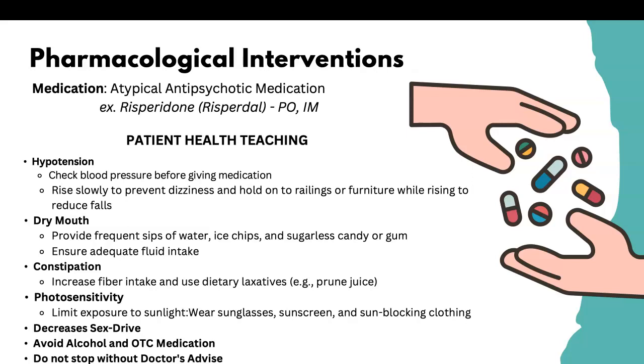Constipation, we have to encourage him to increase fiber intake and use dietary laxatives like prune juice. And we have to let the fiancé and him know that photosensitivity is also an adverse effect, so they have to limit exposure to sunlight. If and when they go out, they have to wear sunglasses, sunscreen, and sunblock clothing. There would also be decreases in sex drive. They have to avoid alcohol and over-the-counter medication without doctor's advice. And of course, do not stop the medication without the doctor's advice.